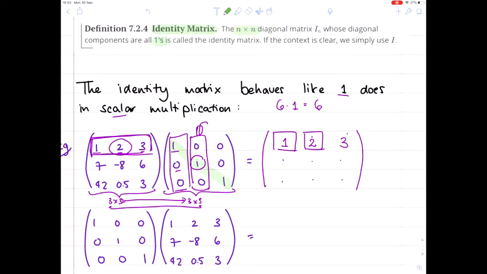Now when we move on to look at the second row, that says take your second row and multiply it by your first column. And again, the 1 in the first column will pick out the first element. So we'll get our 7 over there. When we look at the second entry in that row, we'll get our -8, our 6, and so on. So what's happened is multiplying by this identity matrix has had exactly no effect at all on our original matrix. We just got our original matrix back.